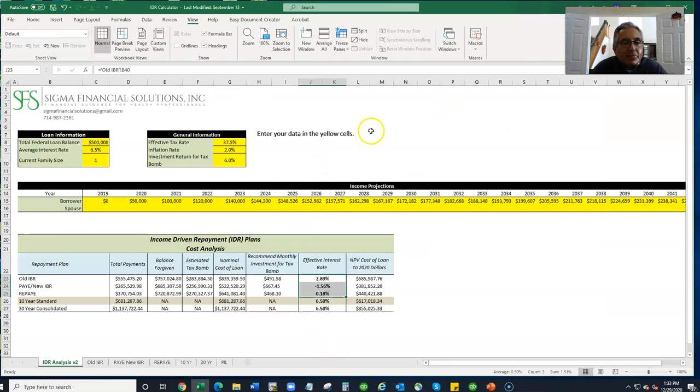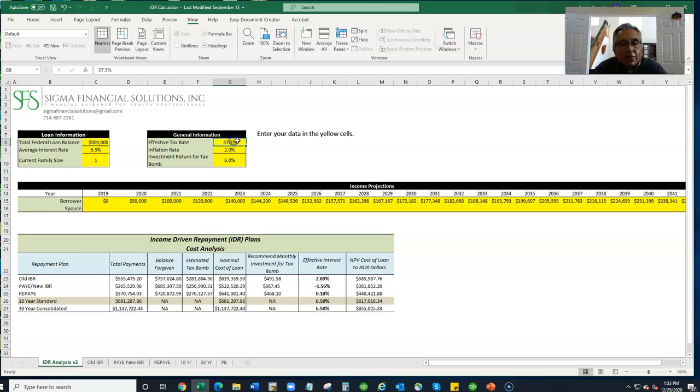So this is the spreadsheet I designed. Here's my contact information if you want to reach out to me. And here I'm assuming $500,000 at an average interest rate of 6.5% with one in family. As the family size increases and all other variables remain the same, the monthly payment actually drops.